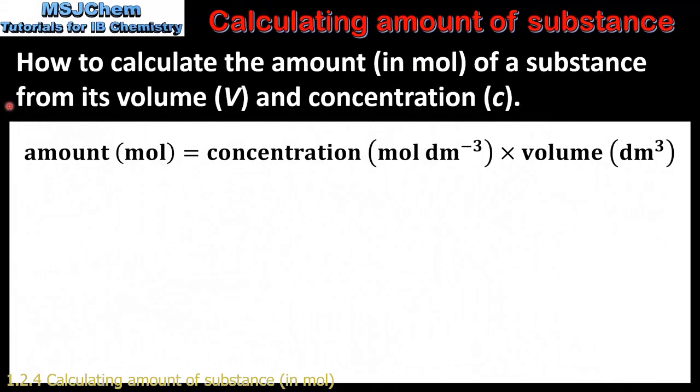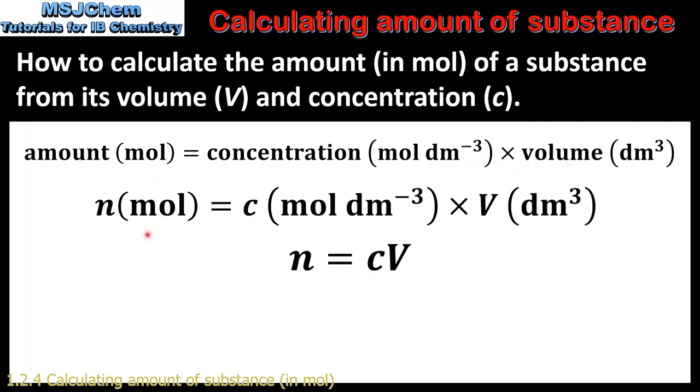Next, we look at how to calculate the amount in moles of a substance from its volume and concentration. So the equation is amount in moles equals concentration in moles per decimeter cubed multiplied by the volume in decimeters cubed. This can also be written as n, which is amount in moles, equals c, which is concentration in moles per decimeter cubed, multiplied by v, which is the volume in decimeters cubed.